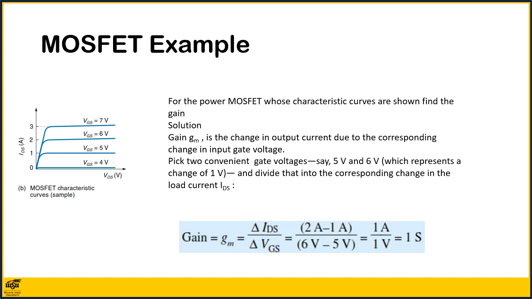An example of MOSFETs. For the power MOSFET, whose characteristic curves are shown, find the gain. Solution: from the gain equation, we see that the gain, GM, is the change in output current due to the corresponding change in input voltage. Thus, we pick two convenient gate voltages, say 5 volts and 6 volts, which represent a change of 1 volt, and divide that into the corresponding change in load current, IDS. In this case, 1 amp. Thus, 1 amp divided by 1 volt is 1 Siemens.